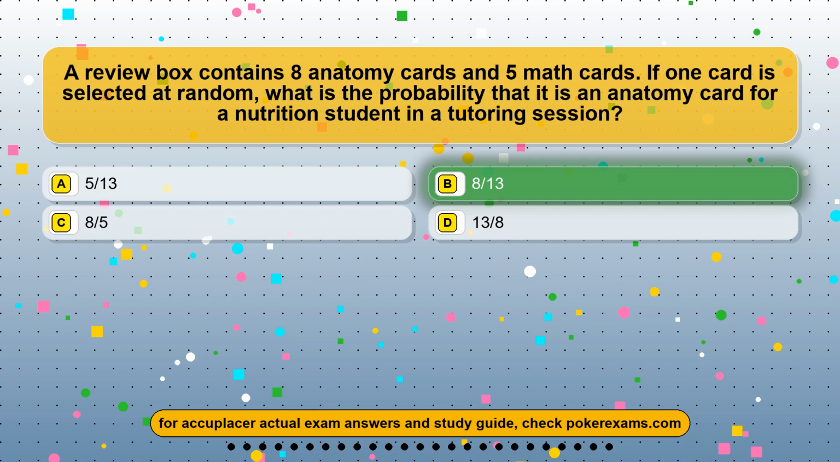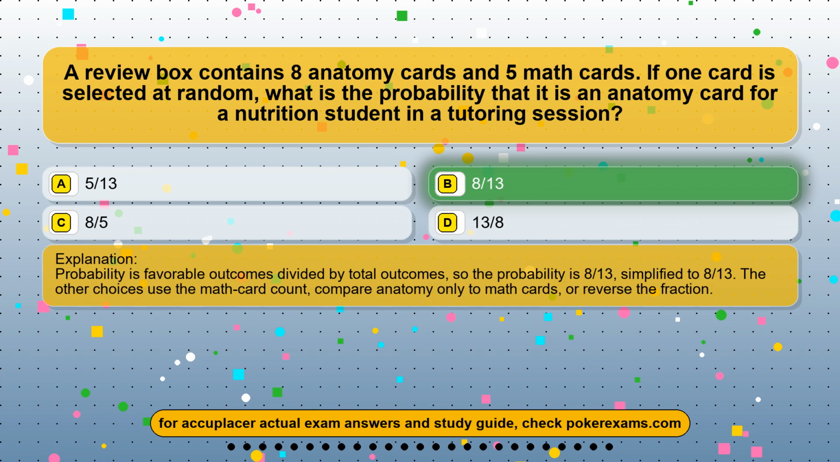The correct answer is option B, 8/13. Probability is favorable outcomes divided by total outcomes, so the probability is 8/13, simplified to 8/13. The other choices use the math minus card count, compare anatomy only to math cards, or reverse the fraction.